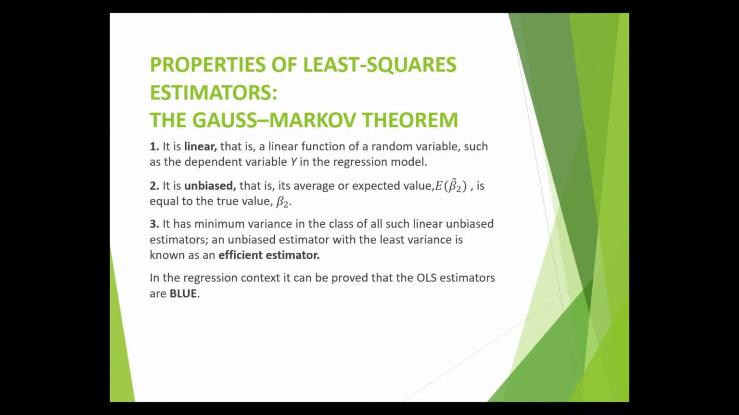But if any parameter estimate does not have a least or minimum variance, it means that the mean value of the parameter estimate would lose its reliability. So here we will prove that the parameter estimates from the ordinary least square process are BLUE. They are best, they are linear, they are unbiased, and they are efficient.